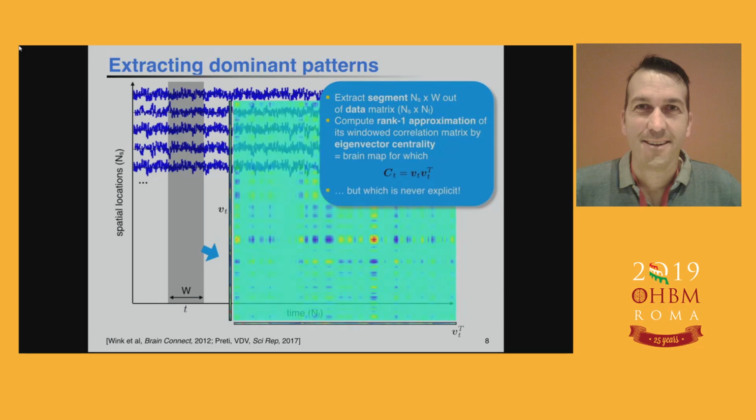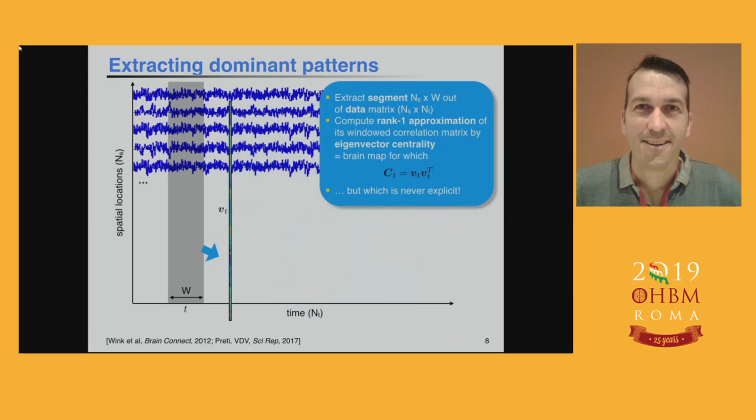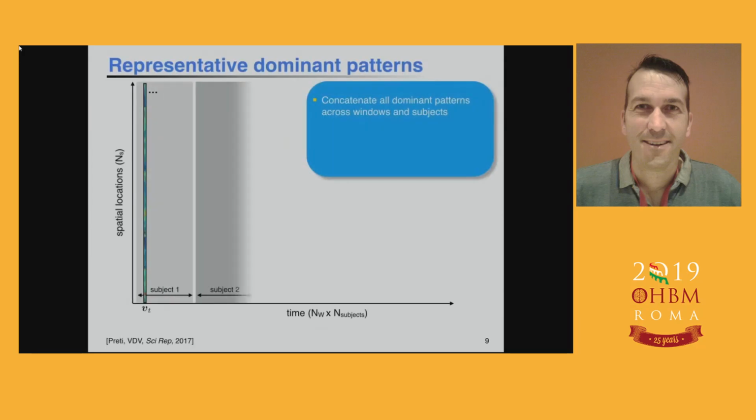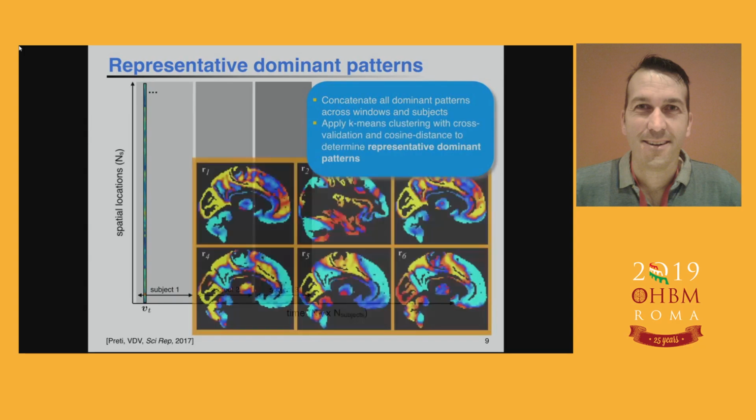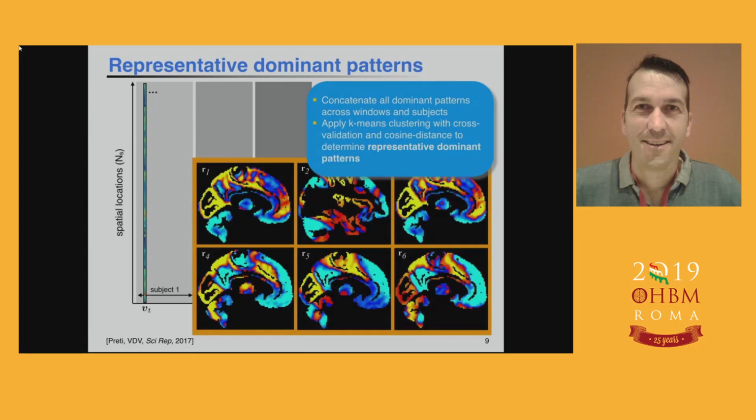But you don't need to do this outer product, of course. All of that is captured by the vector itself. So in a way, the correlation matrix is just an implicit consequence of that. So this is the dominant pattern that captures functional connectivity within that window. And then you do that for each window and for each subject, if you have many. So you concatenate all the dominant patterns across windows and across subjects, and you throw those, for instance, in a clustering algorithm.